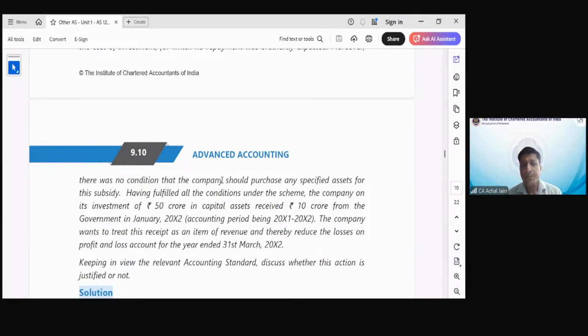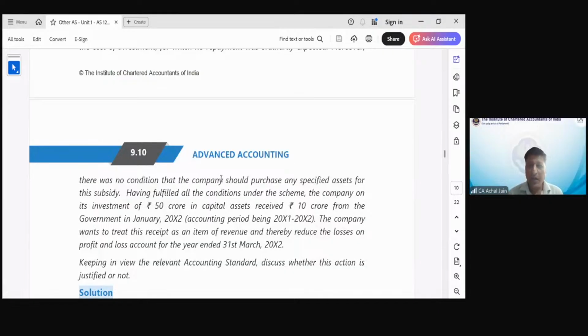this case, to take it to income, is correct or not. Over to you. What do you think? In this case, do you agree with what the company is thinking? How should this be accounted for? Over to you. Rohan says, I do not agree. Very good. So, what will be the accounting requirement? Let's suppose you disagree.